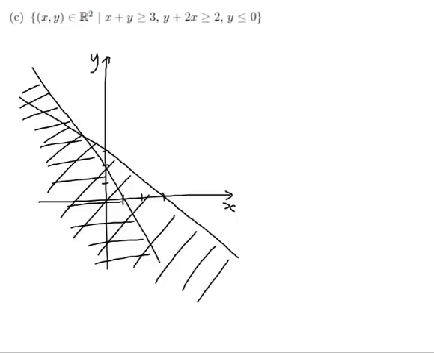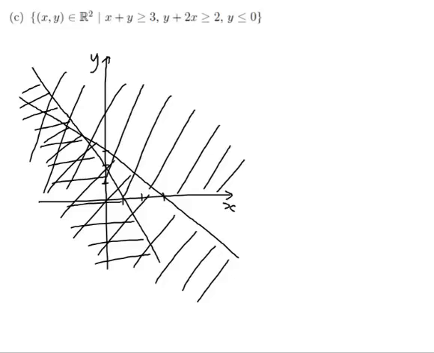Okay. And the last one is y is less than or equal to 0. So we want the bit where y is negative. So we'll cross out the bit above the x-axis. And we're left with just that bit in the corner down the bottom. So again, I'll draw a prettier set so that my reader can understand it better.